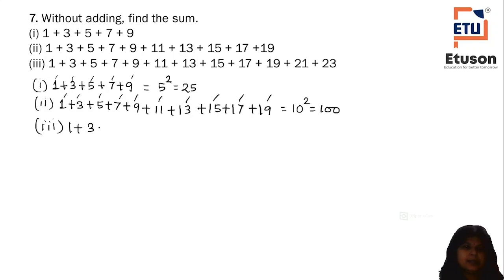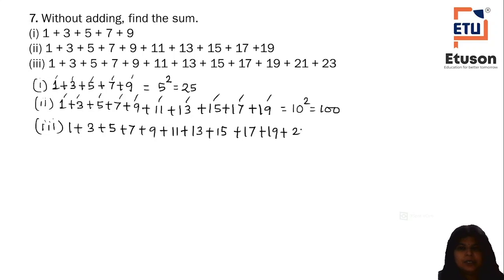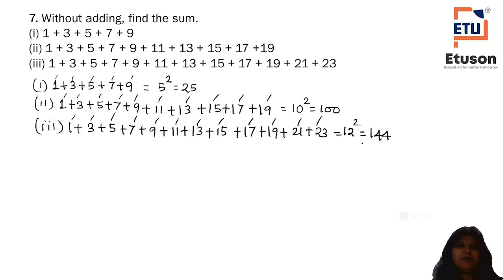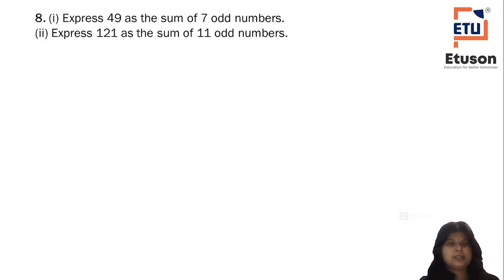Now you have the third bit. 1 plus 3 plus 5 plus 7 plus 9 plus 11 plus 13 plus 15 plus 17 plus 19 plus 21 plus 23. So how many odd numbers you have? 1, 2, 3, 4, 5, 6, 7, 8, 9, 10, 11 and 12. So the answer will be 12 square and it is equal to 144. Correct. So now let us go to the next question.